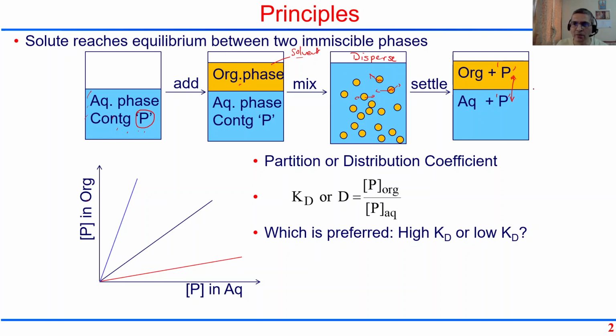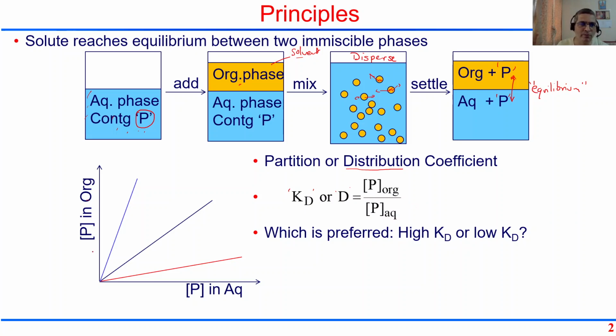Now once this equilibrium is reached, I can take out samples from the aqueous phase and the organic phase, and we define a partition coefficient or a distribution coefficient. We denote it as KD, or D, the distribution coefficient. It is the concentration of P in the organic phase divided by the concentration of P in the aqueous phase.